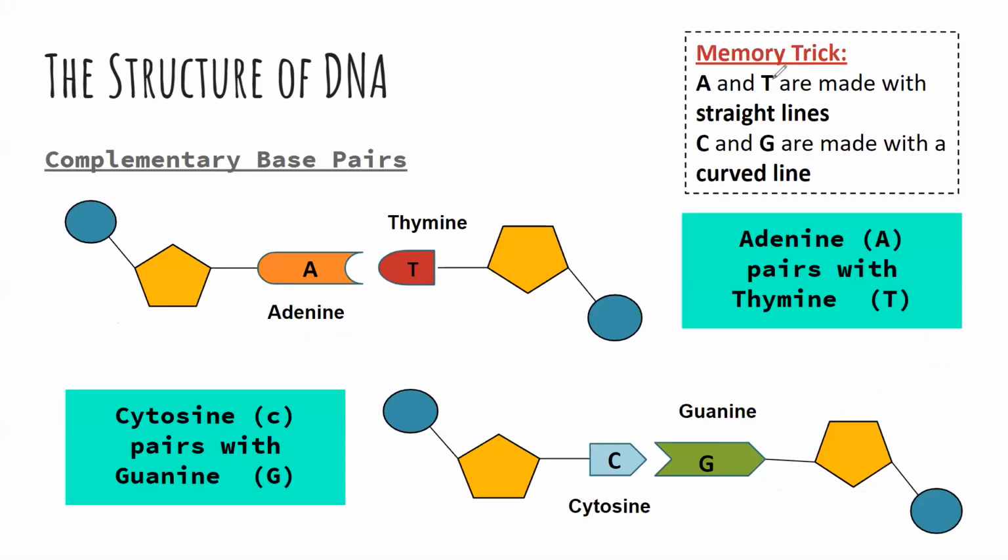So remember our complementary base pairing rule for DNA: adenine always pairs with thymine, A's always pair with T's, and cytosine always pairs with guanine, C's always pair with G's.